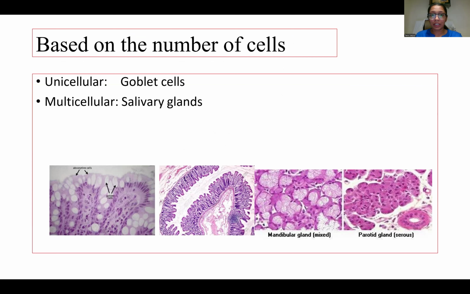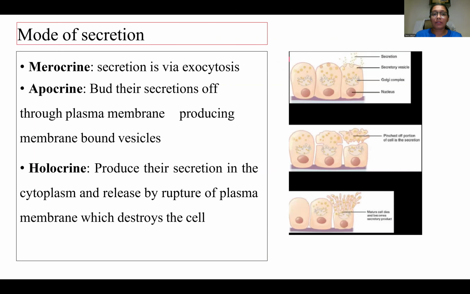Coming to the classification of glands, it is based on the number of cells. It can be unicellular, that is goblet cells, the mucus secreting cells. Multicellular is the salivary glands. The next classification is based on the mode of secretion. So it can be merocrine, apocrine, and holocrine.